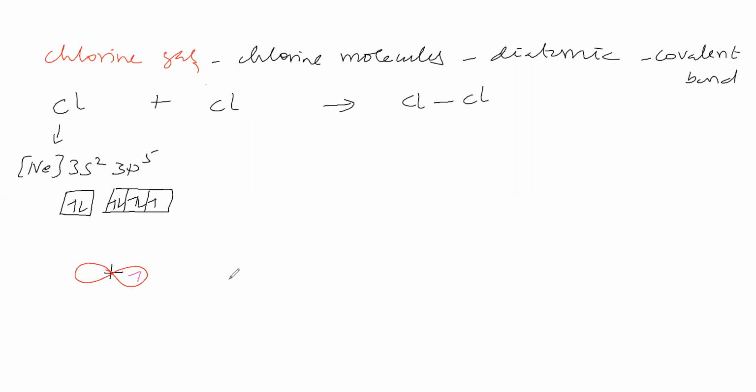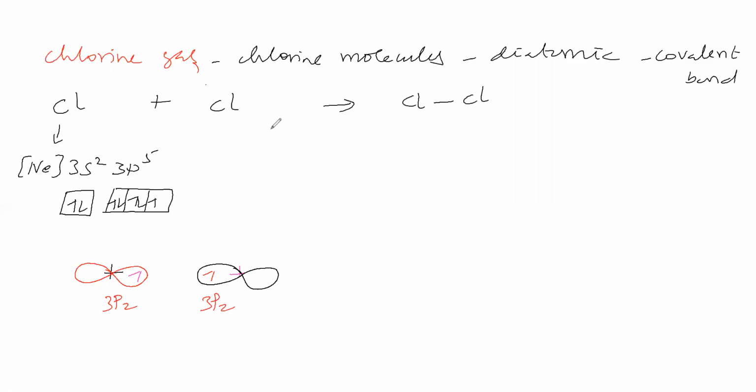Next we will take this chlorine. For this chlorine also the electronic configuration is the same. So we will consider the nucleus of chlorine, then this p orbital, and the unpaired electron present in the p orbital. The p orbital has a dumbbell shape, and that dumbbell shape contains the unpaired electron. Now this chlorine atom contains this 3pz unpaired electron, and this chlorine atom also contains this 3pz unpaired electron.